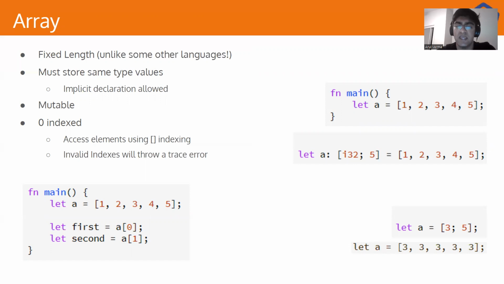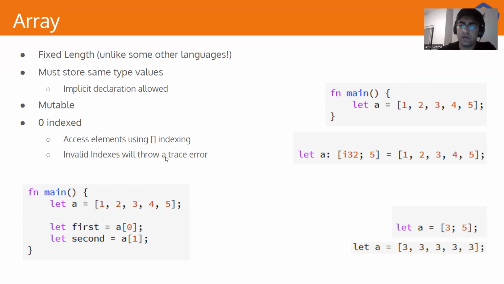And the way you would access and change elements is by zero indexing. So you'd be using these square brackets to index, starting from the 0 in the first place, and then first, second, third, fourth. And if you use an invalid index, you'd throw an error and panic your code. So it's important to be aware of counting your index correctly.